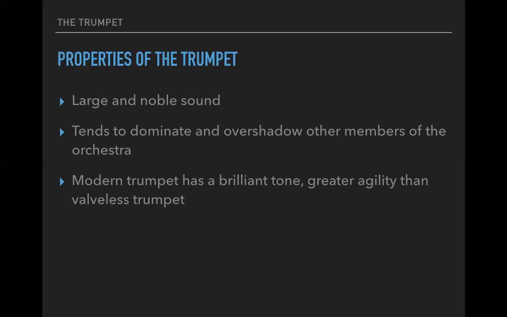The modern trumpet has a brilliant tone, greater agility than the valveless trumpet. As you can imagine, the valveless trumpet is simply based off the fundamental of the instrument, as we were saying in our exploration of brass in general. That's such a powerful beginning from Richard Strauss, Also Sprach Zarathustra, which is based on the natural overtone series. Of course, the modern trumpet has the valve, so we can access all the chromatic notes in between.